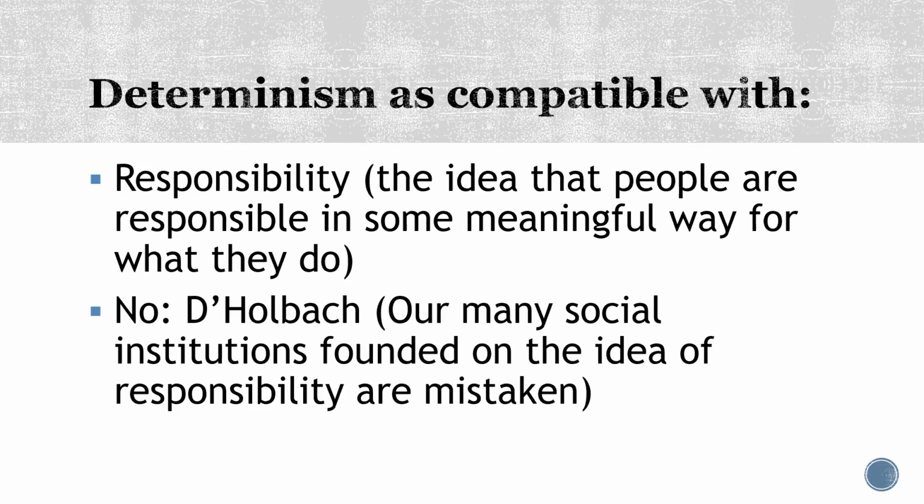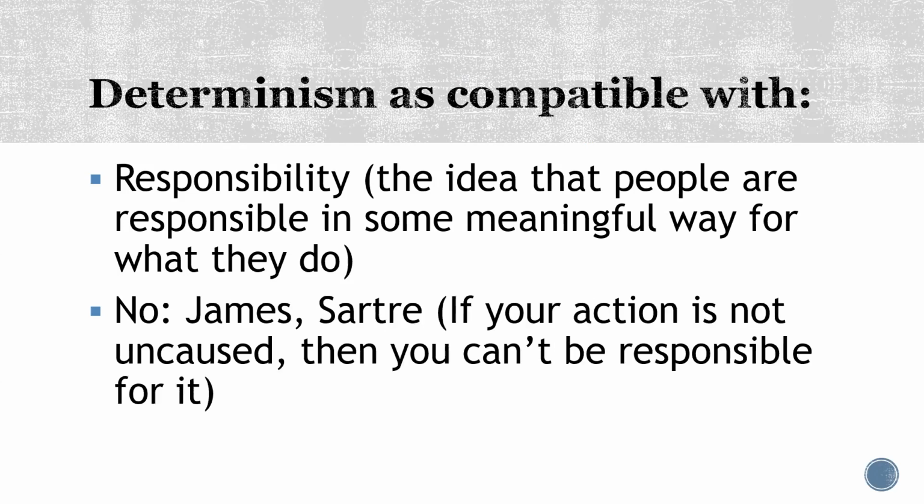Okay. And so responsibility is something like the idea that people are responsible in some meaningful way for what they do. Right, whether it be legally responsible, that is, such that they could be punished for a crime, or morally responsible, etc. Okay, something like that. Now again, Dahlbach is a determinist, and he is an incompatibilist. Okay, he thinks that our many social institutions that are founded on the idea of responsibility are simply mistaken. Right? He thinks that no such thing really applies. Okay, he is an incompatibilist, and he is a determinist.